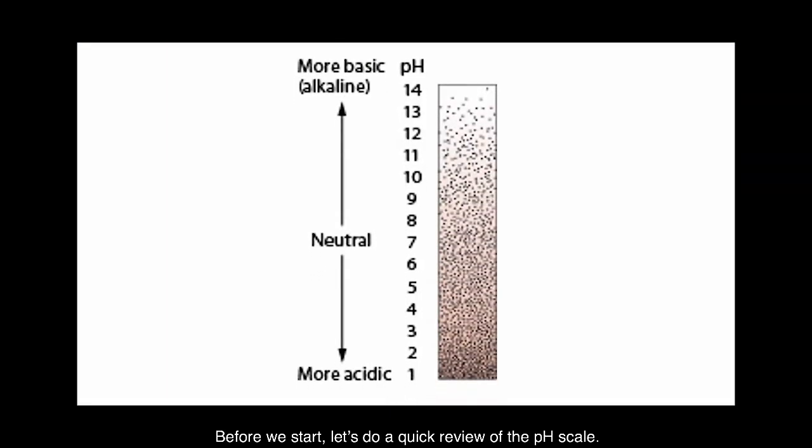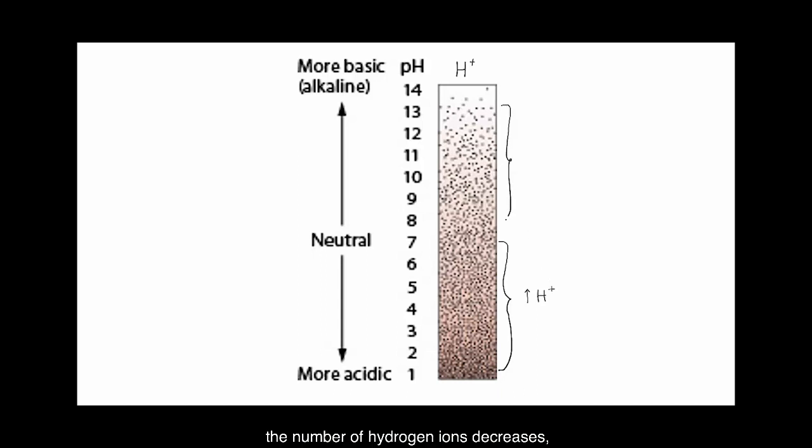Before we start, let's do a quick review of the pH scale. Recall that the pH is simply a way to represent the number of hydrogen ions in a solution. As our pH decreases, the number of hydrogen ions increases, and the solution becomes more acidic. Conversely, as our pH increases, the number of hydrogen ions decreases, and the solution becomes less acidic or more basic.